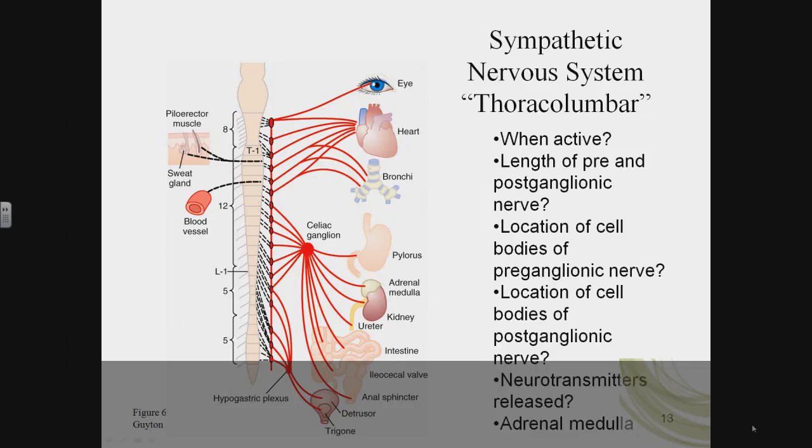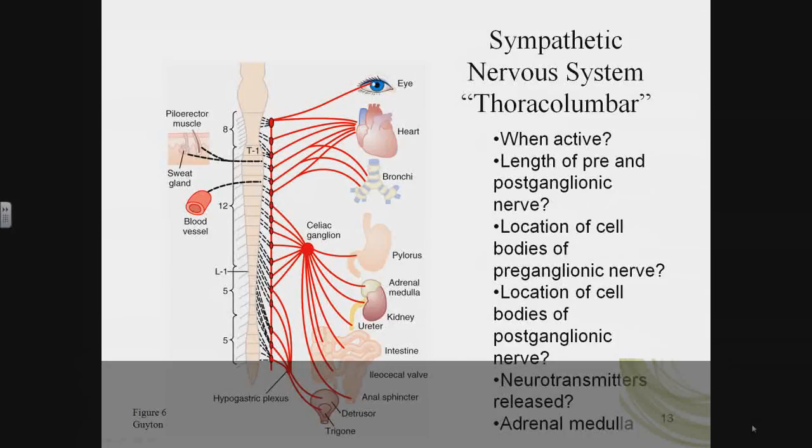Where are the locations of cell bodies for the postganglionic sympathetic cell bodies? They are found in very distinct places. They are not found in the wall of the effector. They are either found in ganglia on both sides of your vertebral column, shown here with a straight vertical red line with little circles or ovals outlined with black. That's to represent the sympathetic ganglia of the sympathetic trunk. That is also called paravertebral ganglia.